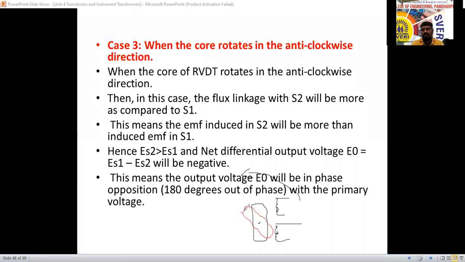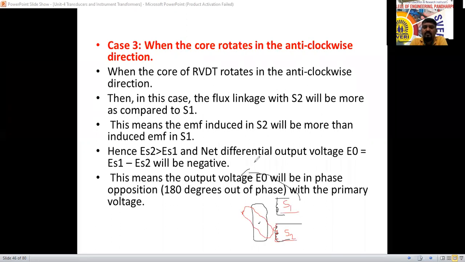The red color line here. So the core is linking with the secondary winding S1 or S2 here now? S2. The flux linkage of S2 will be more here now. If the S2 is linking more, which is near to the S2, then EMF induced in the S1 is greater or S2 is greater? S2 is greater. EMF induced in the secondary coil S2 is greater than EMF induced in the secondary S1 coil here.